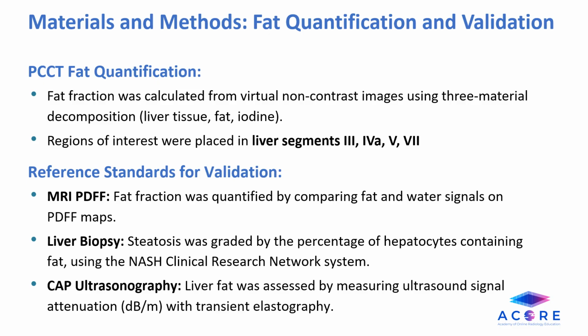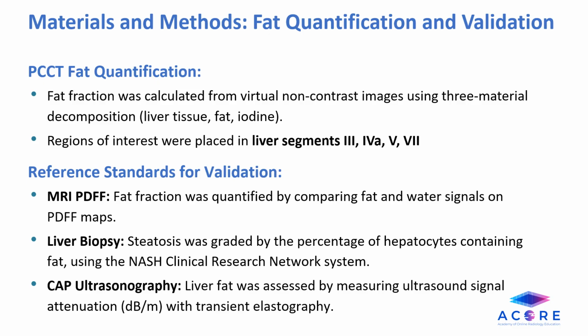This was compared against MRI, where they placed similar regions of interest on the PDFF maps and measured the relative amounts of fat and water in the liver to give the precise fat percentage. And this was graded from grades 0 to 3. And for biopsy, a pathologist graded the percentage of hepatocytes containing the fat using the NASH Clinical Research Network System criteria, and this was also graded from grades 0 to 3.